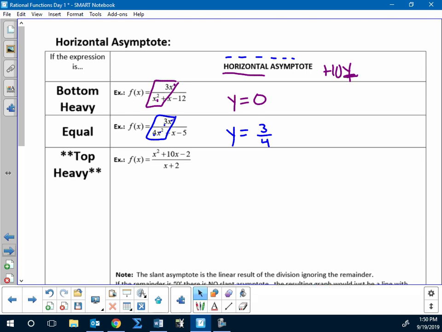Now for top heavy. If your graph or your equation is top heavy, that means look at your highest exponent on the top, that's a 2. Your highest exponent on the bottom is a 1. So I have x squared over x. That is top heavy.